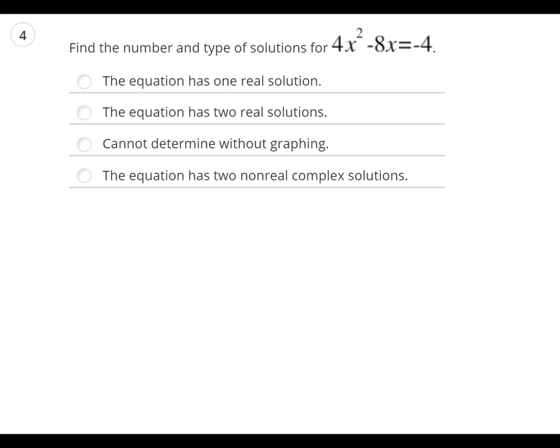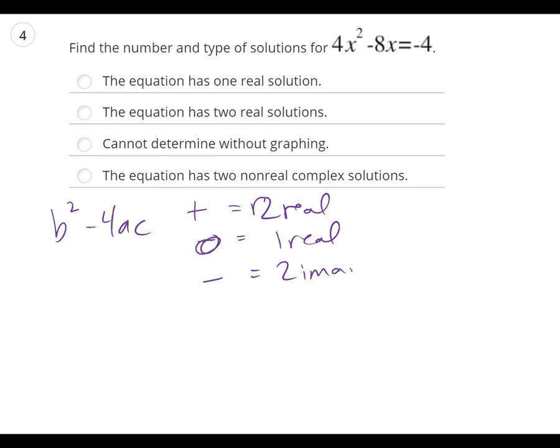It's very good. Okay. Find the number and type of solutions. Alright, this one is just the discriminant piece. So it's the b squared minus 4ac. You have to put it into that. If it comes out to be positive, you have 2 real. If it comes out to be 0, you have 1 real. If it comes out to be negative, you have 2 imaginary, or what we'd say in this case is non-real, right?